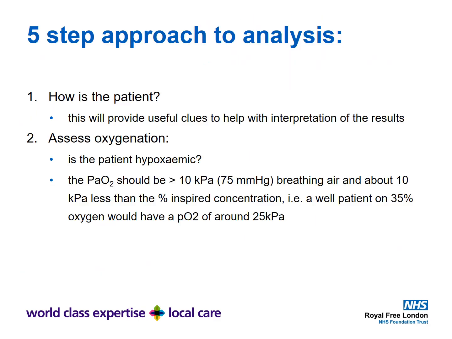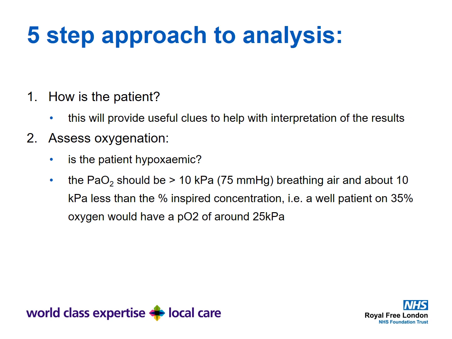So this is a really helpful tip if you don't know this already. It's worth knowing that the PaO2 should be around 10 kilopascals or 75 millimeters of mercury when breathing air, but about 10 kilopascals less than the inspired concentration. So if we put a non-rebreather mask onto a well patient with normal ventilation, normal lungs, normal perfusion, and you then do an arterial blood gas, you'll find that the PO2 in that patient will be about 75 kilopascals.